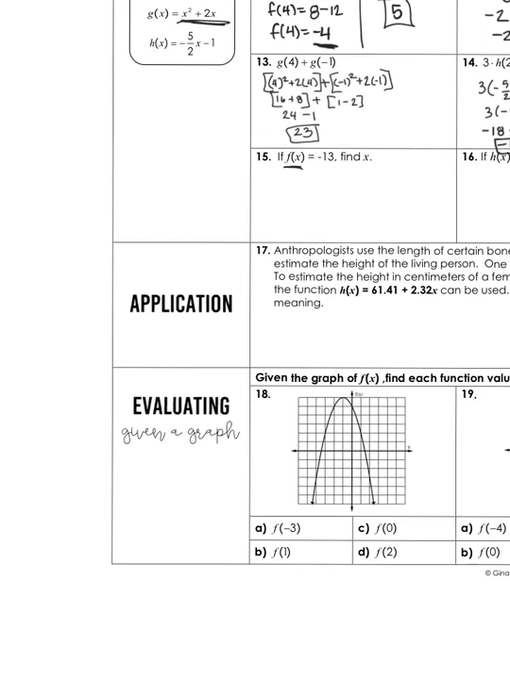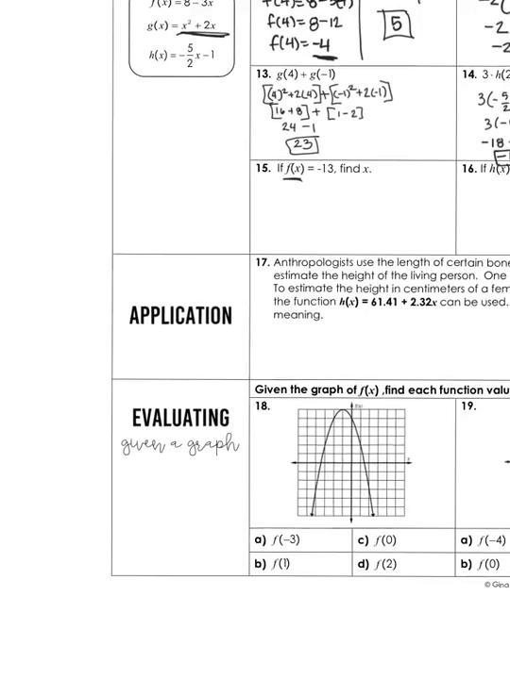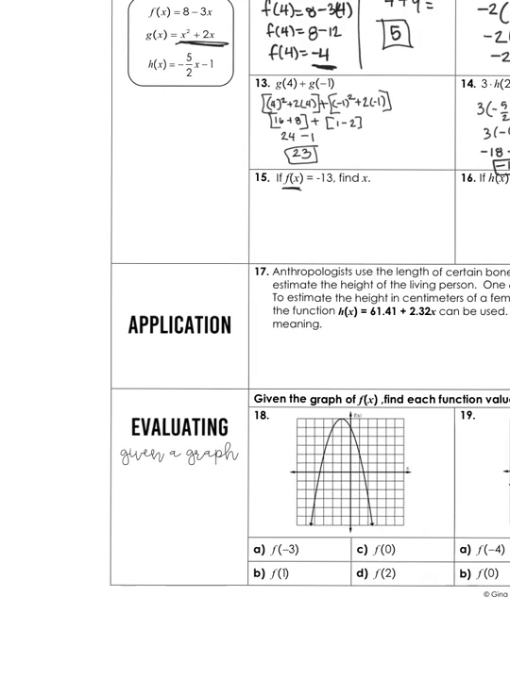Remember at the very beginning of this lesson, I said that f of x and y is the same thing. So, if you want to think about it this way, you could say that f of x is y, so then I can just plug in negative 13 for the entire y value, or the entire function. So, that's what I'm going to do. I have negative 13 equals 8 minus 3x.